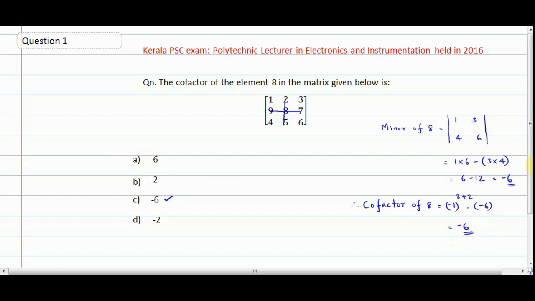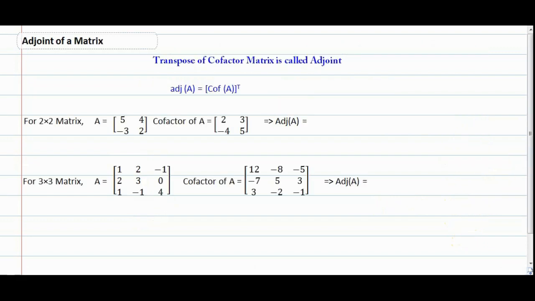Okay, now let's move on to the next topic, that is adjoint of a matrix. The adjoint of a matrix is nothing but the transpose of the cofactor matrix. So to calculate the adjoint of a matrix, first you have to calculate the cofactor of the matrix, then you have to take the transpose. Here we have a 2 by 2 matrix A given as 5, 4, minus 3, 2. The cofactor of matrix A is 2, 3, minus 4, 5. So the adjoint of matrix A will be the transpose of this one.